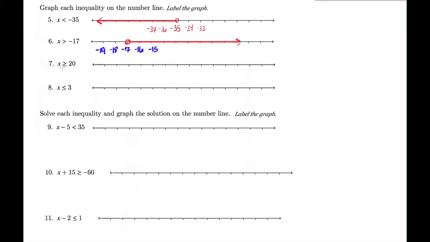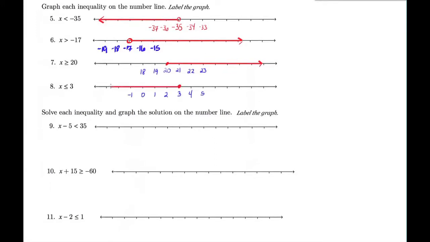Number 7, x is greater than or equal to 20. So this is going to be greater than or equal to 20, so I need to include 20 with a closed point and everything to the right. Number 8, x is less than or equal to 3.